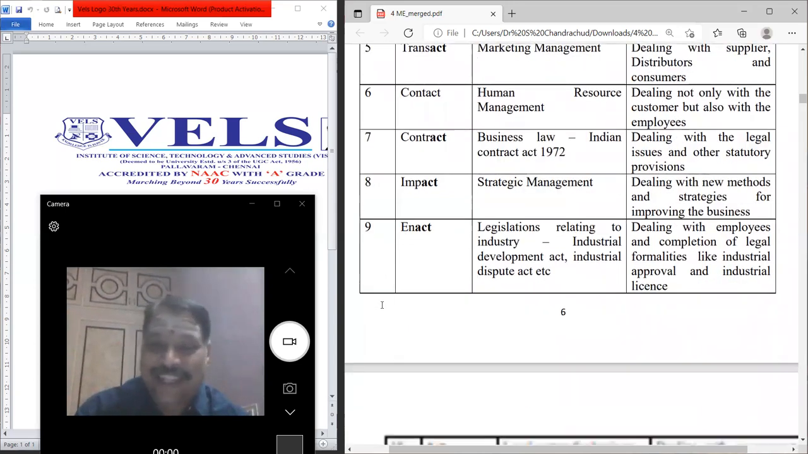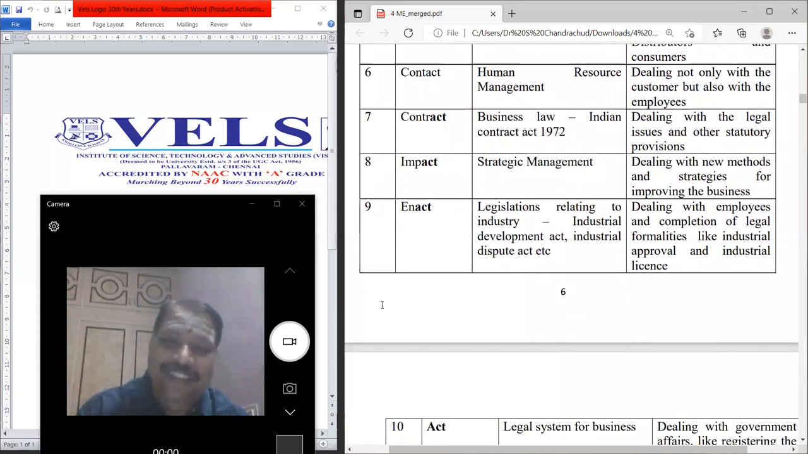Then, of course, enact. There are a number of legislations relating to the industry, like the Industrial Development Act, Industrial Dispute Act, Essential Commodities Act. A number of acts are there. Even the Gratuity Act and employee legislations are there. So dealing with the employee and completion of legal formalities like industrial approval or industrial license, we should know this.